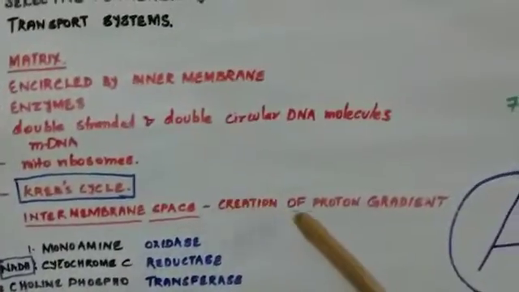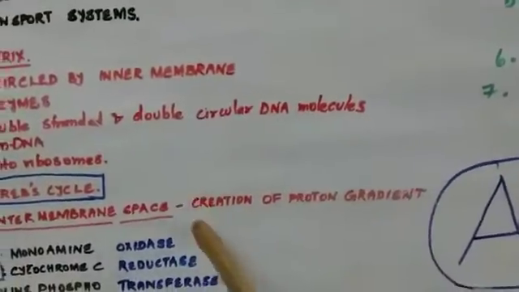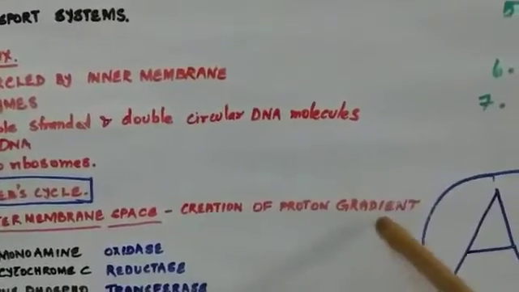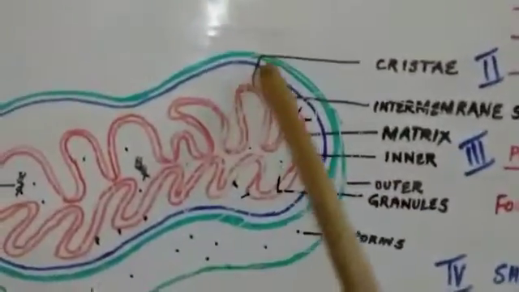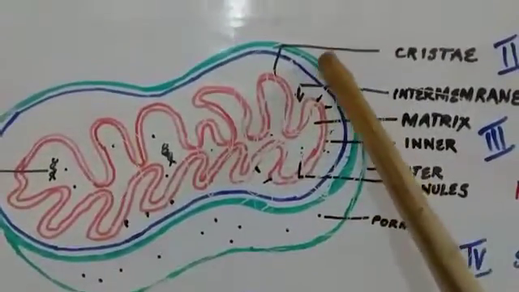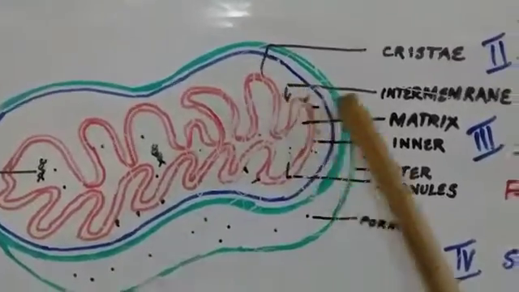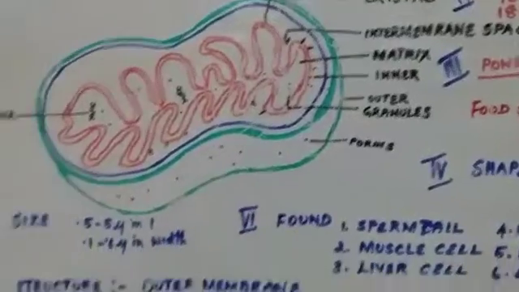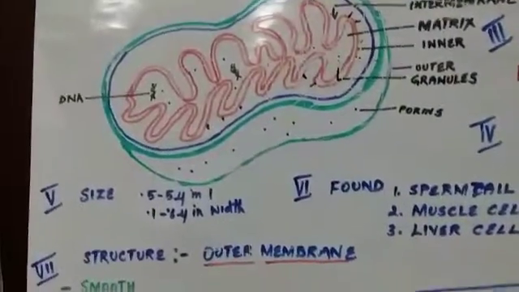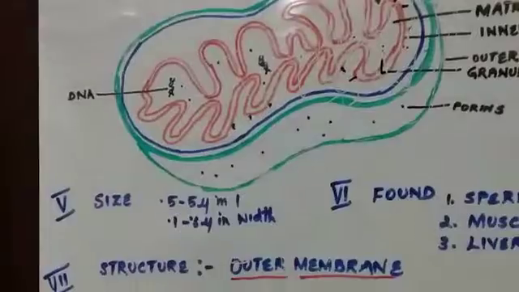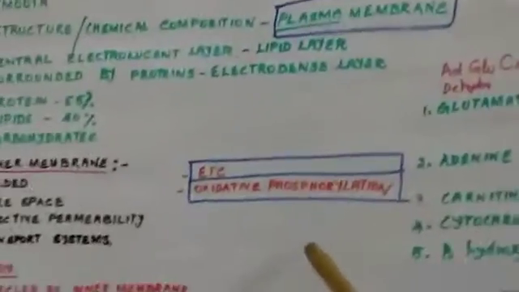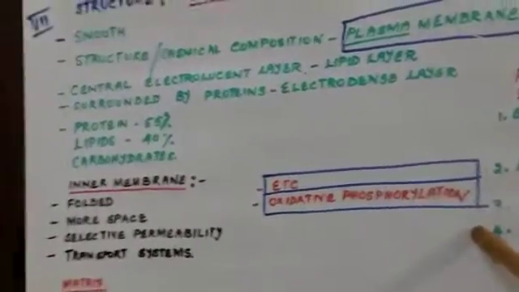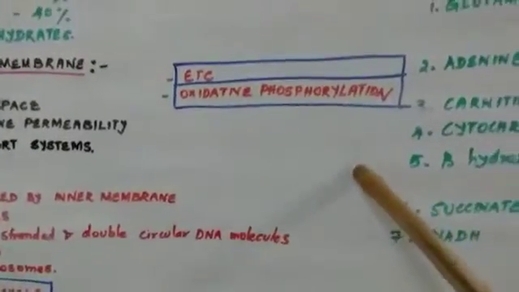The intermembrane space also has enzymes, and it also helps in the creation of the proton gradient. Between the outer membrane and the inner membrane, you have the intermembrane space. You have to be thorough with the Krebs cycle, electron transport chain, and oxidative phosphorylation, which we will deal with later in the subsequent sessions.